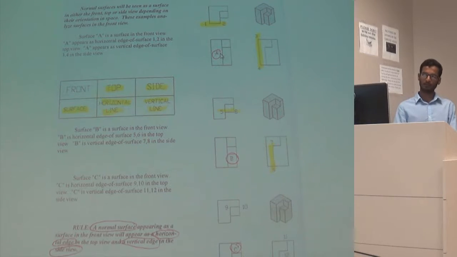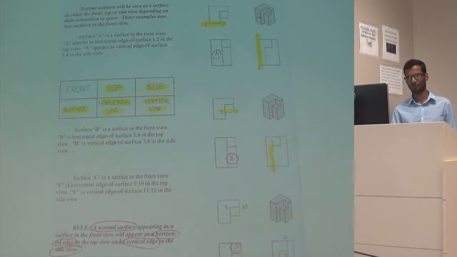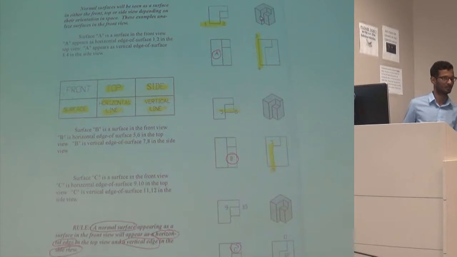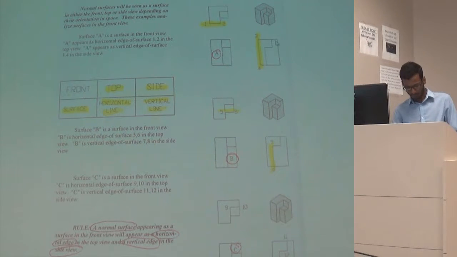So let's look at surface A from this 3D model, which is this rectangular surface. From my front view, that would be visible as a surface. Make sure that you understand the difference between a surface, an edge and a corner. A surface is the whole complete surface. An edge is a line of that particular surface, and a corner is a corner of that surface. If you look at surface A from the front view, it is a surface, and that same surface would be represented as a horizontal line in the top view and a vertical line in the side view.